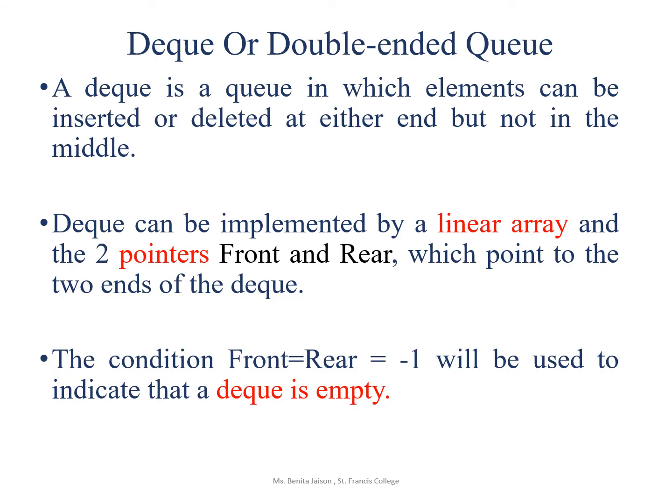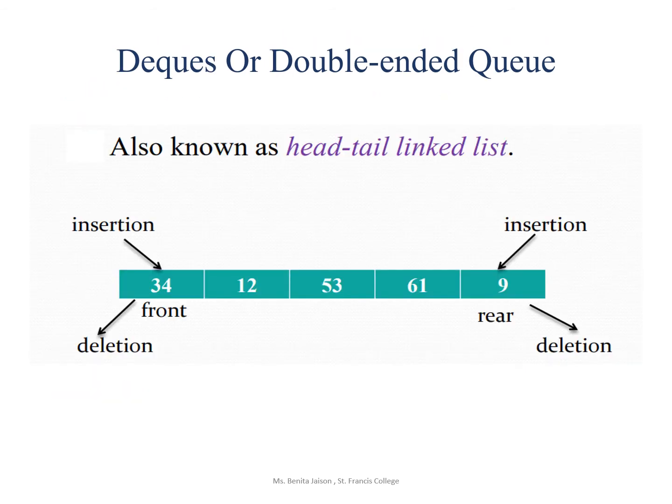Moving on to the next category of queue known as deck. A deck or a double-ended queue is a queue in which elements can be enqueued and dequeued at both the ends. A deck can be implemented using a linear array and two pointers, the front and the rear pointer. The condition for the deck to be empty is given as the front and the rear pointer equal to -1. A deck is also referred to as a head-tail linked list.